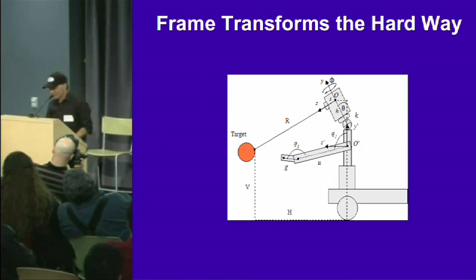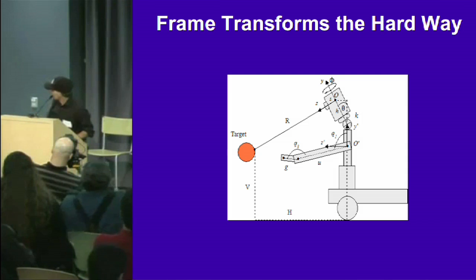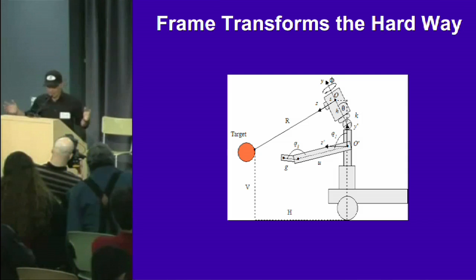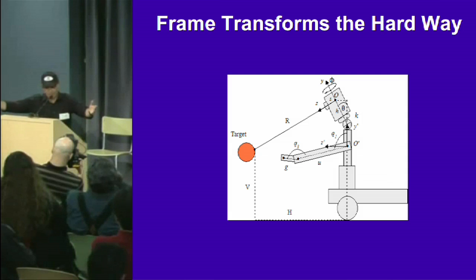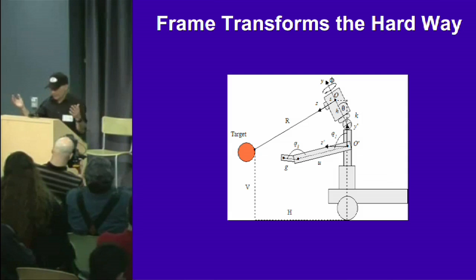One of the last things I want to talk about is the frame transformation, since this is what pulled me into ROS in the first place. And this is frame transformations the hard way, which I did a couple of years ago. If you want your robot to reach for an object, this is my goal. I wanted it to do head tracking of a colored object, in this case a balloon.